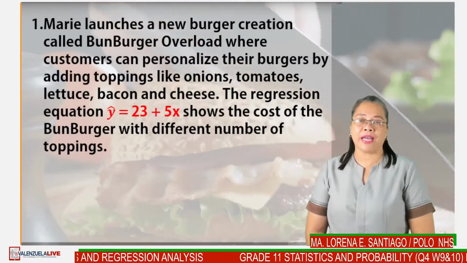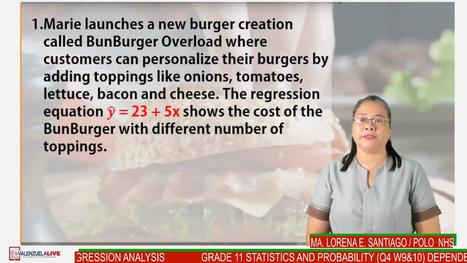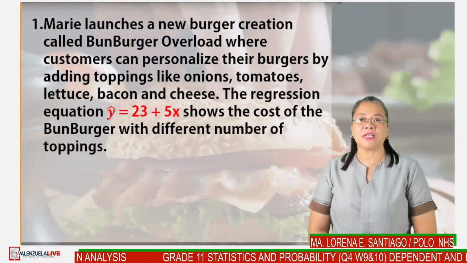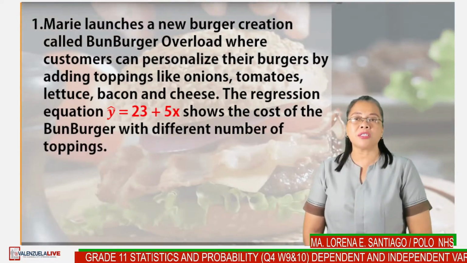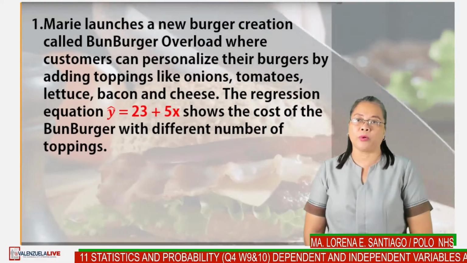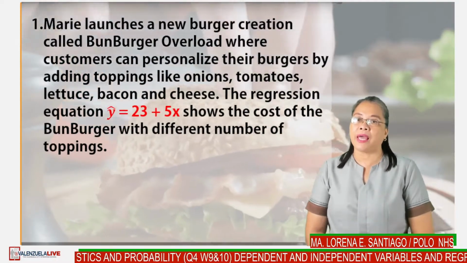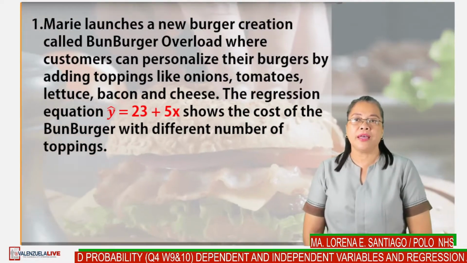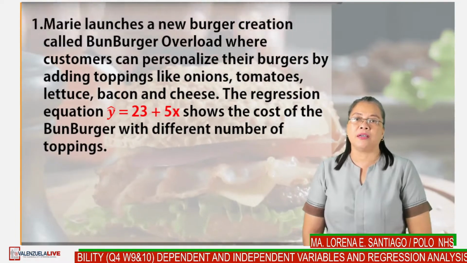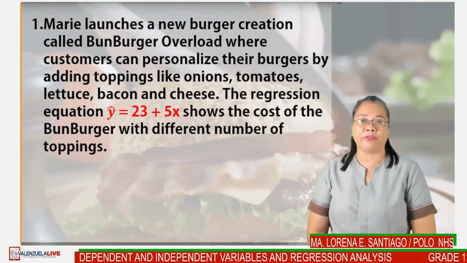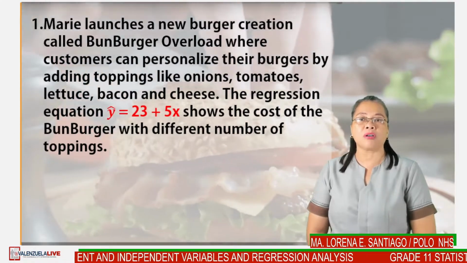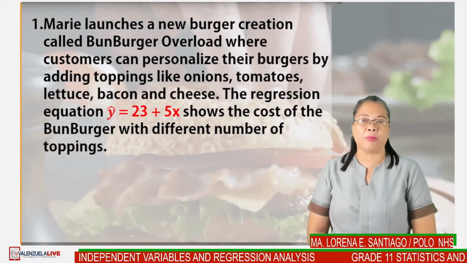Let us have an example. Number 1. Marie launches a new burger creation called Bun Burger Overload, where customers can personalize their burgers by adding toppings like onions, tomatoes, lettuce, bacon, and cheese. The regression equation y hat is equal to 23 plus 5x, and it shows the cost of the bun burger with different number of toppings.